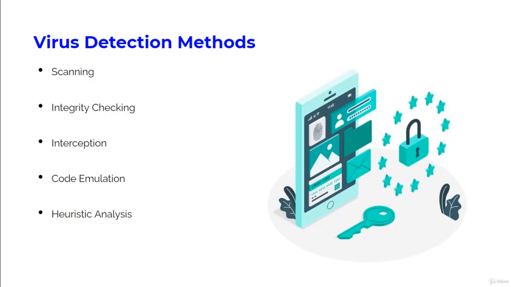Then the last one is heuristic analysis. Heuristic analysis can be static or dynamic. In static analysis, the antivirus analyzes the file format and code structure to determine if the code is viral.